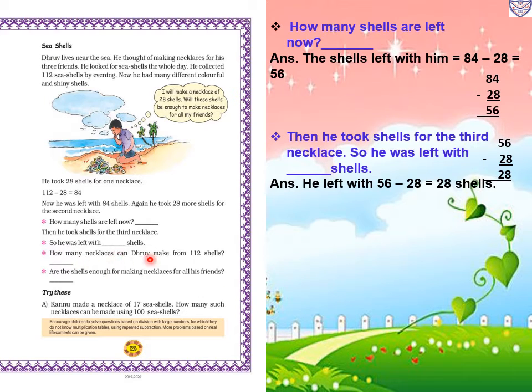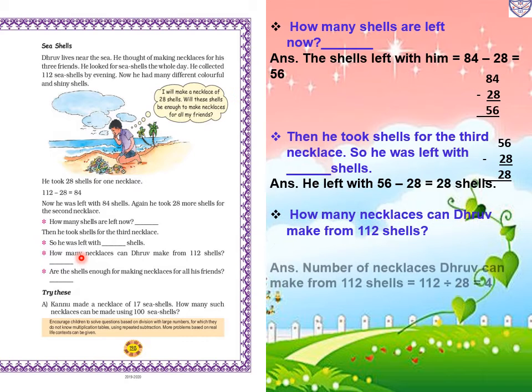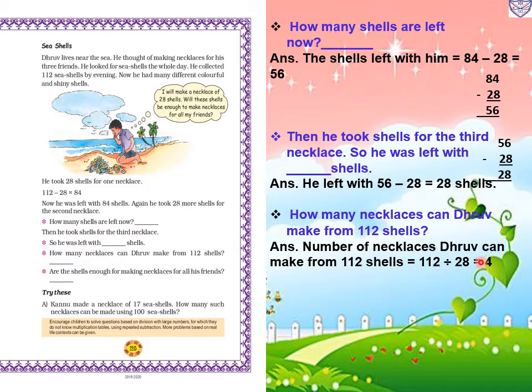How many necklaces can Dhruv make from 112 shells? So the number of necklaces Dhruv can make from 112 shells, how will we find out? 112 divided by 28. In each necklace he wants 28 shells. So total he is having 112. So we have to find out how many necklaces he can make. So we divide 112 by 28. So he can make 4 necklaces from the 112 shells.